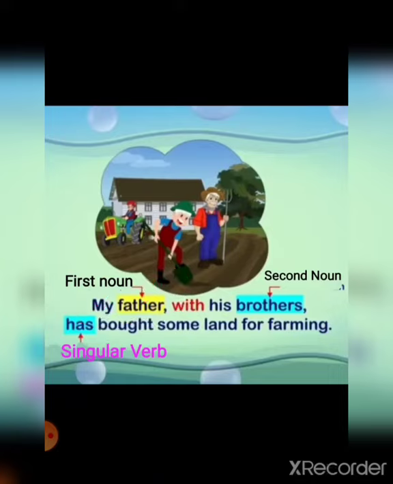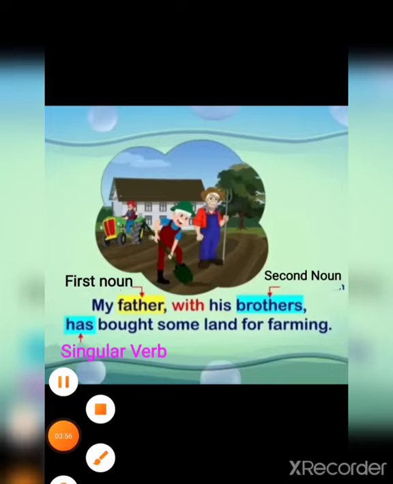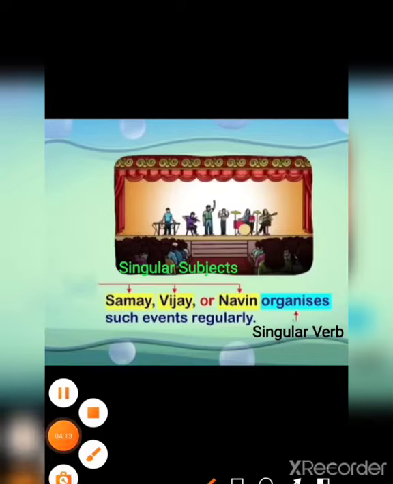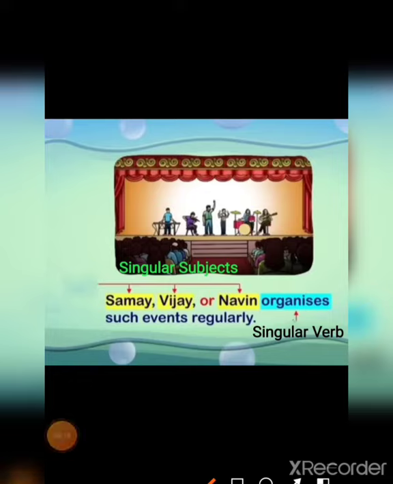Okay, so the answer sentence is, my father with his brothers has bought some land for farming. Now let us move on to the next point. The verb is singular when two or more singular subjects are connected by or, nor, and two singular subjects are connected by either-or, neither-nor. For example, Samay, Vijay or Navin organizes such events regularly.